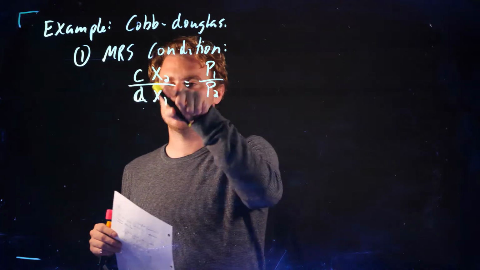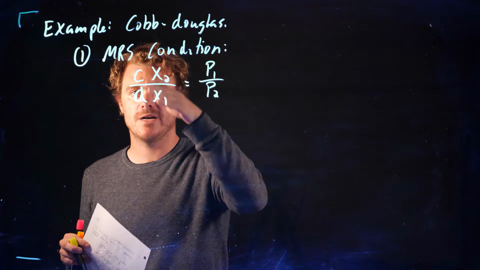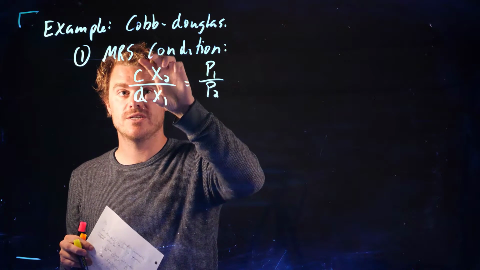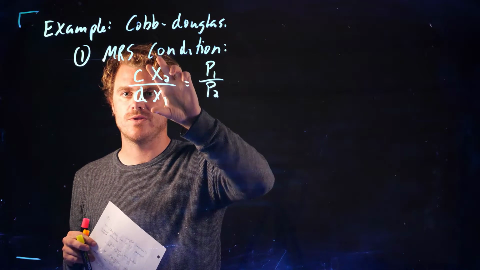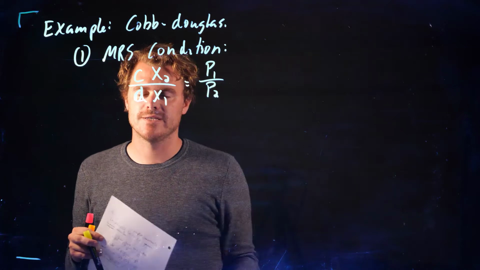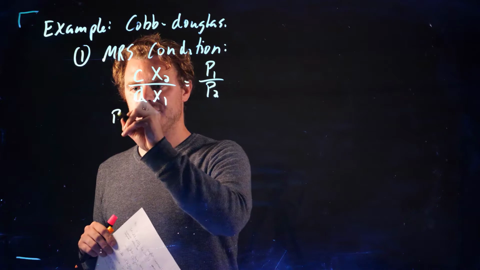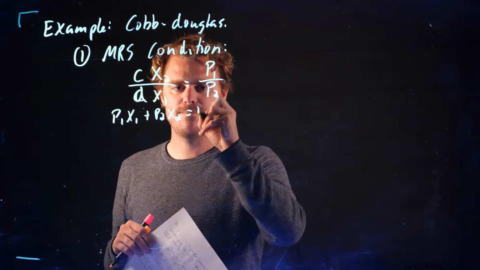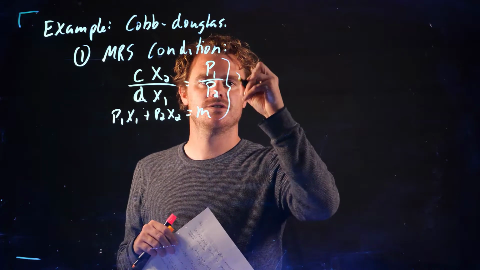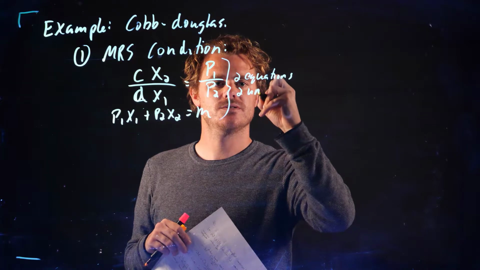We showed this last week when we used Cobb-Douglas: this was the marginal rate of substitution for these Cobb-Douglas preferences, or its negative. And we also have the budget constraint, P1 x1 plus P2 x2 equals m. So here, 2 equations, 2 unknowns.